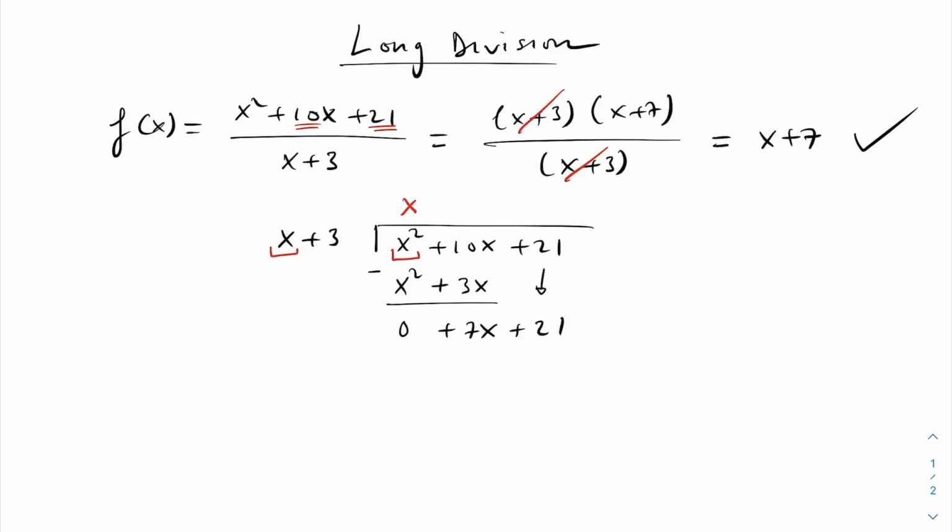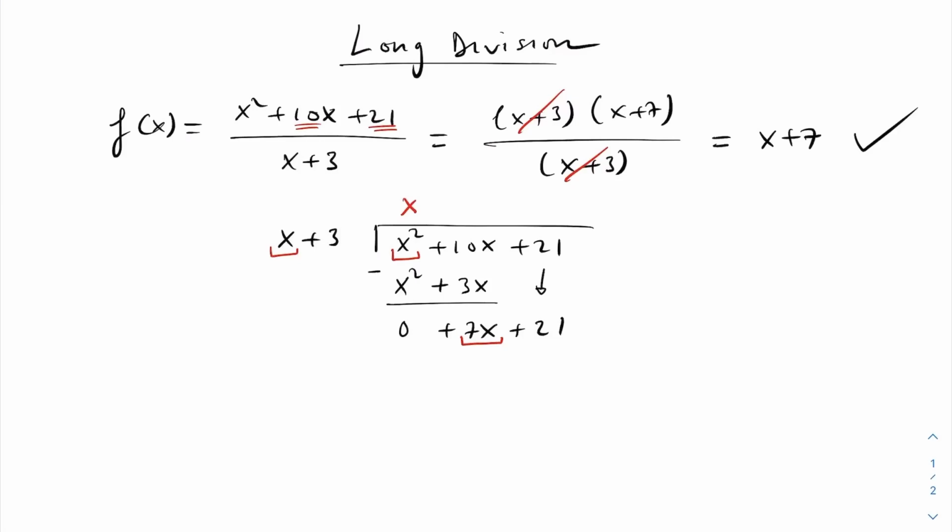That's basically the core of long division, because once you understand this little process here, you can just repeat it until you're done. So we're going to do it again. Looking at the leading terms here, it's going to be 7x, and the leading term for the denominator is still x.